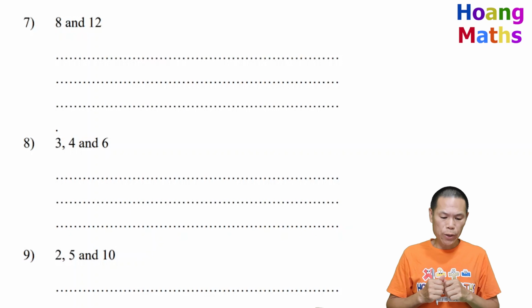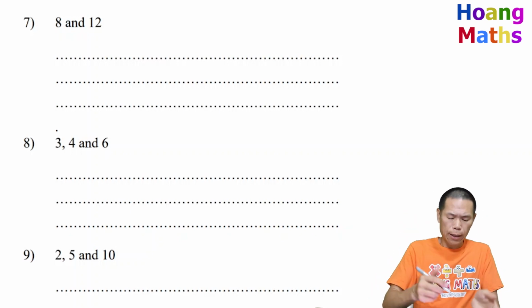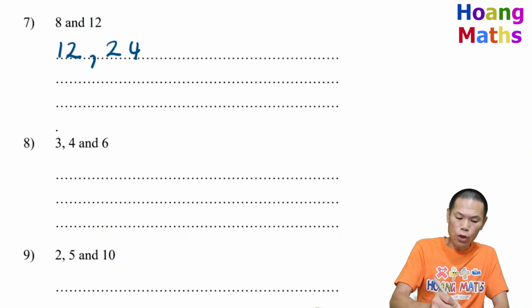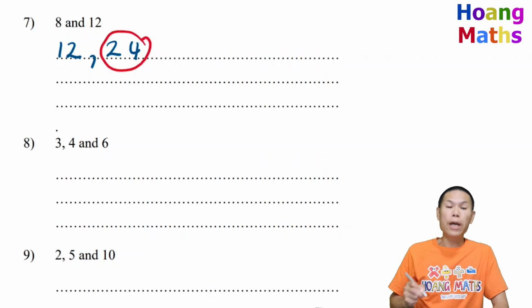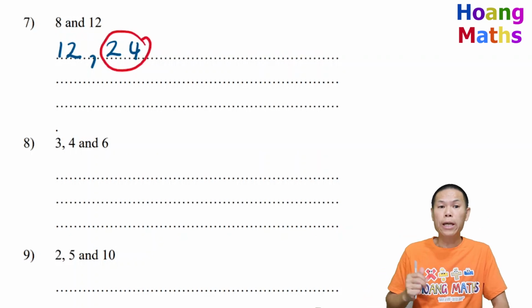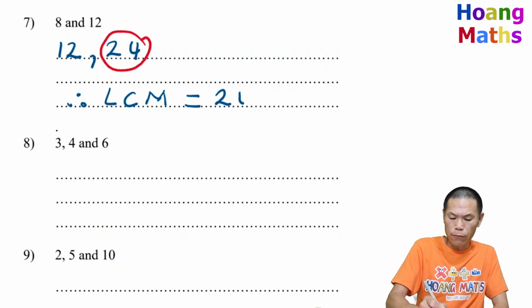Let me go through it with you. So the multiple of 8 and 12, I just list the multiples of 12 out. 12, 24. And we stop here because 24 is also a multiple of 8, because 8 times 3 will give me 24. So I can stop here. Therefore, the lowest common multiple of 12 and 8 is 24.